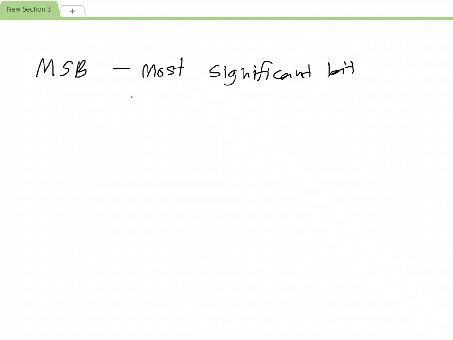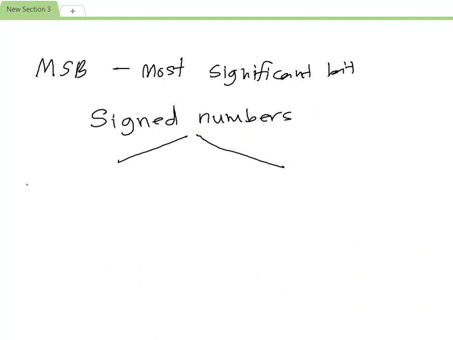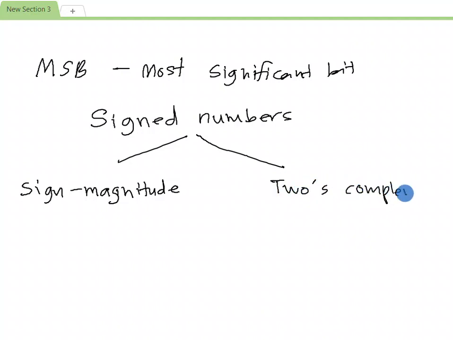So for signed numbers, I try to put it in a mind map. For signed numbers, we have the sign magnitude approach, and then this one is two's complement. We will see later in detail using exercises.